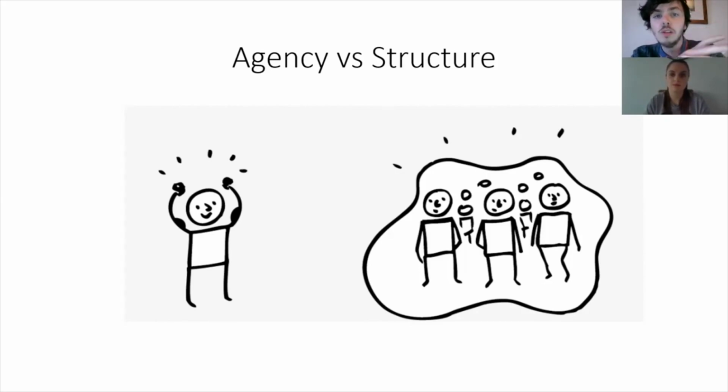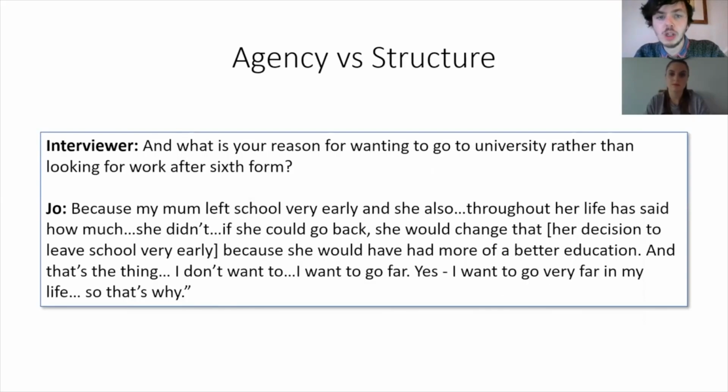And so that's one of the things that my research looked at, whether these young people's aspirations were influenced by individual agency or social structure. And what I'm going to show you now is a quote from one of the interviews I carried out. So this was an interview with a student called Joe.